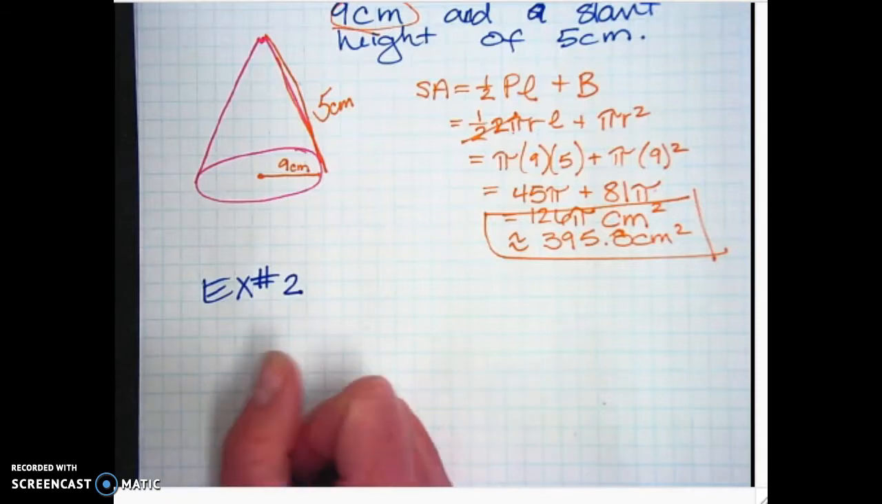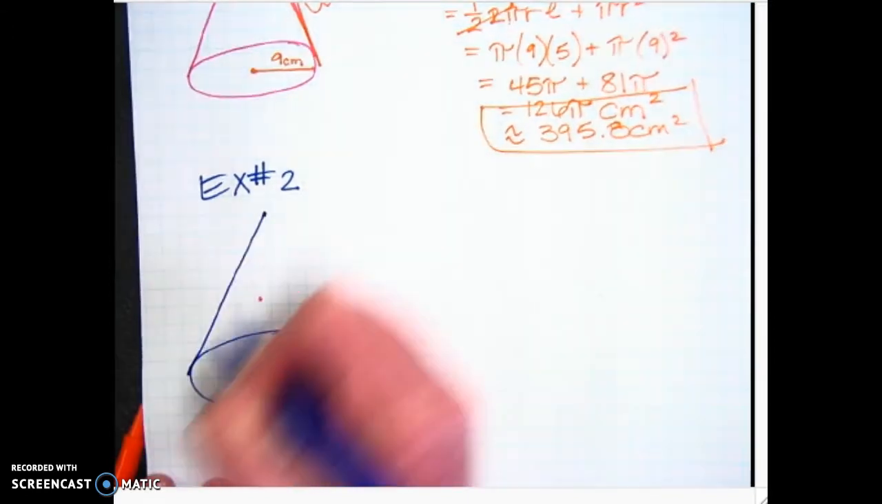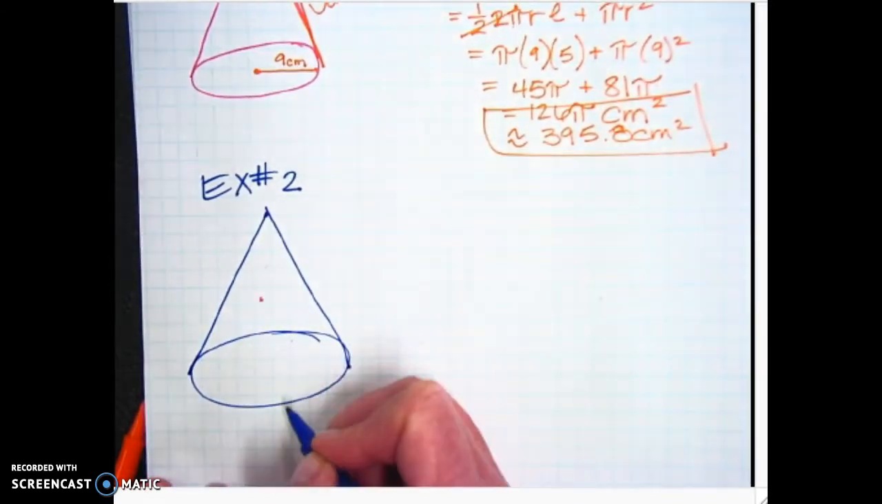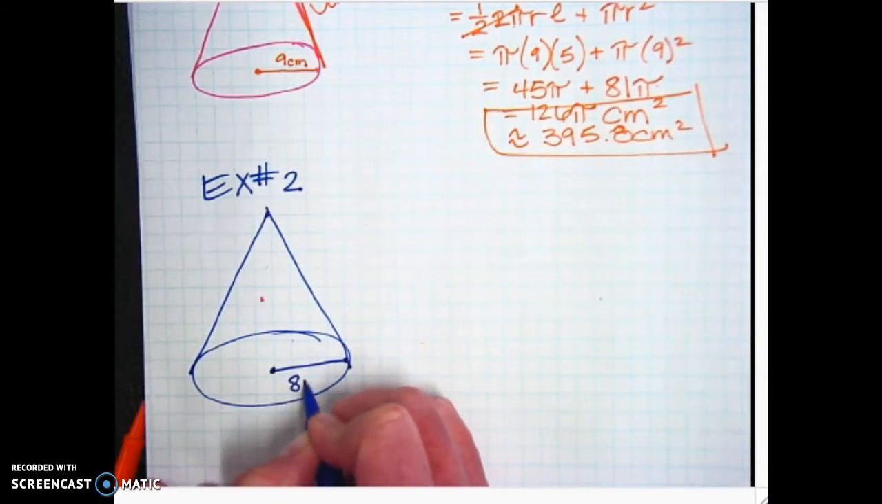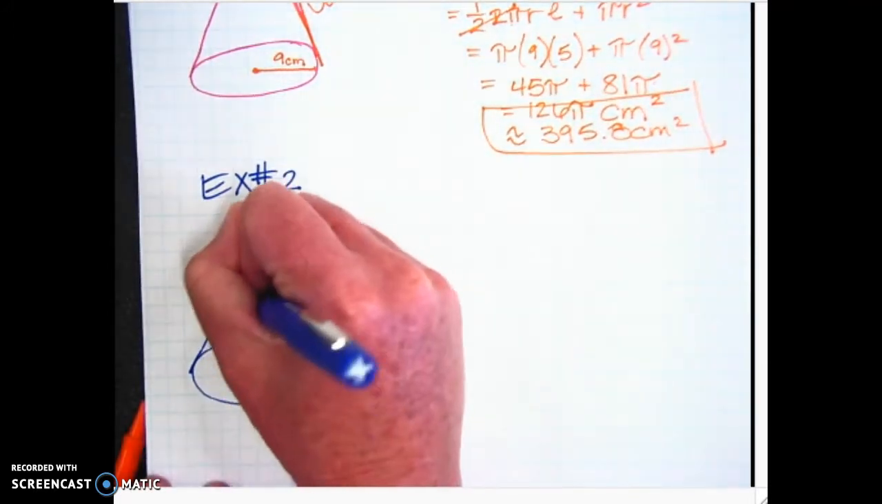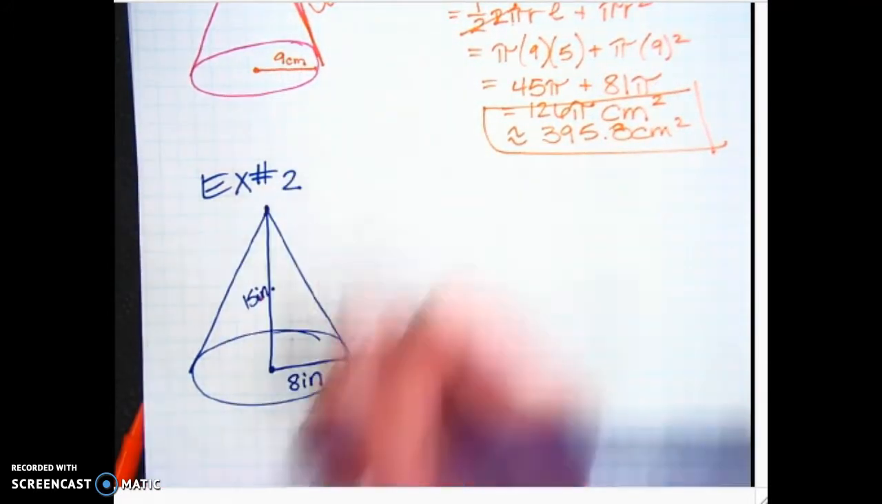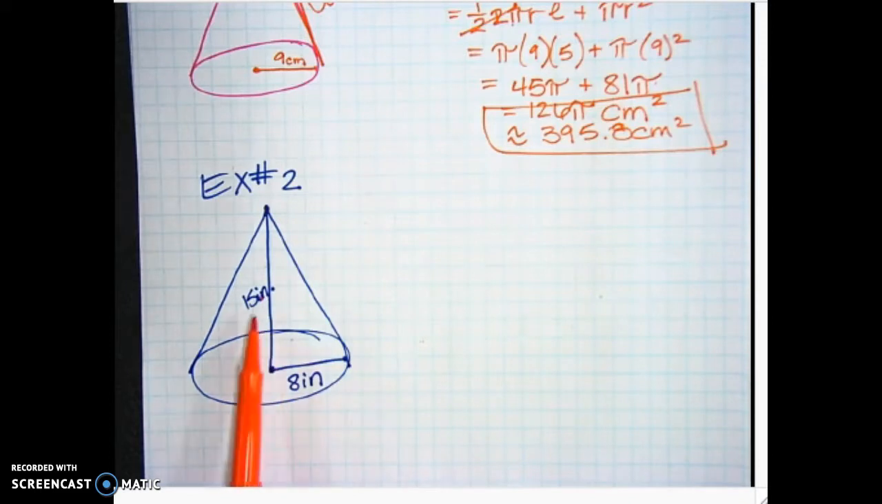All right. Example number 2. We're going to have another cone. This time we have a radius of 8 inches and a height of 15 inches. Problem is, we don't need the height. We need the what? We need the slant height.